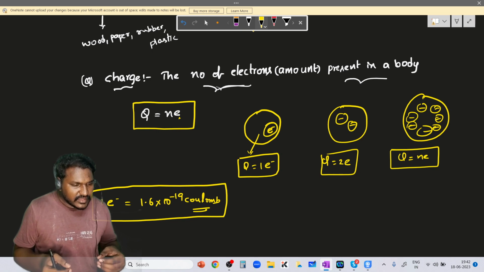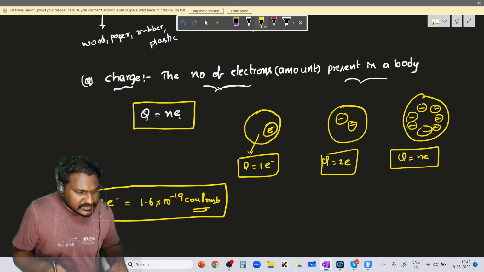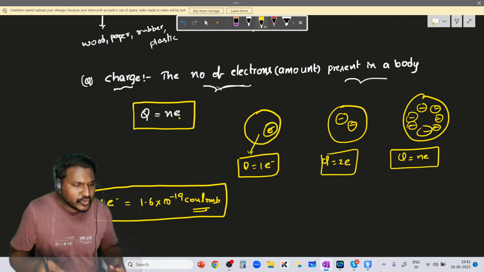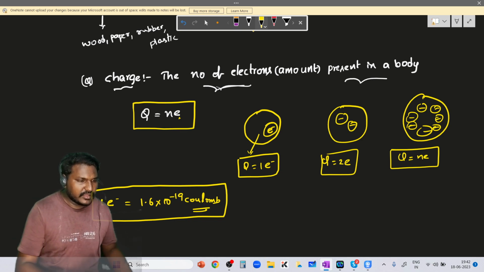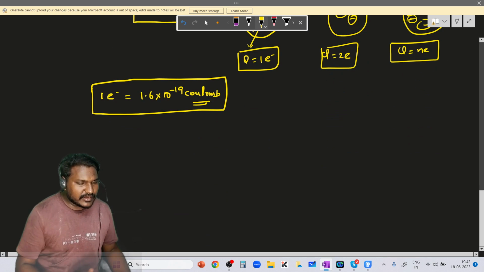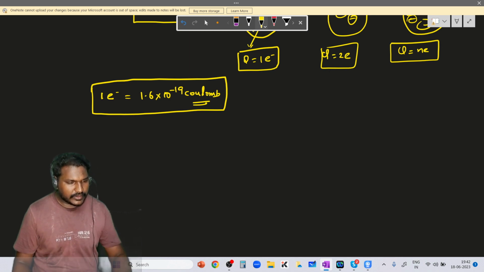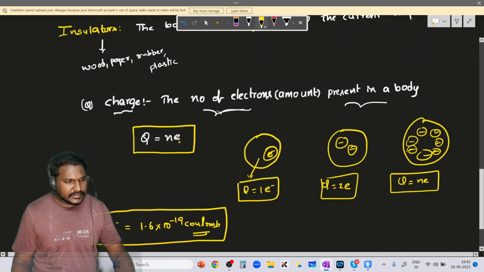In the same way, if there are 2 electrons, the amount of charge will be 1.6 into 10 power minus 19 into 2, like that. Now this is very important. One electron has 1.6 into 10 power minus 19 coulombs.